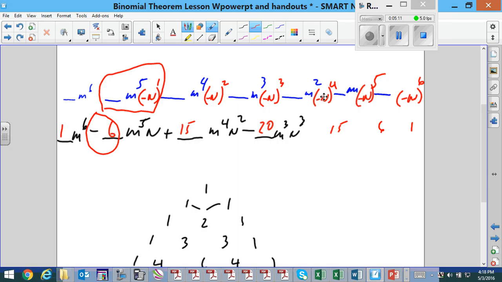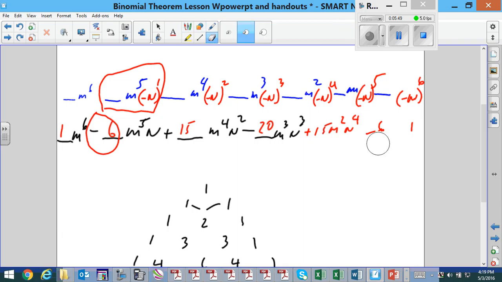Let's finish the binomial, though. We'll multiply the whole thing out. I'm going to have n to the fourth. It's going to be positive with an m squared. In the next one, we have a minus sign. That minus sign is going to be from the n to the fifth power with a negative there, and my m is 1.